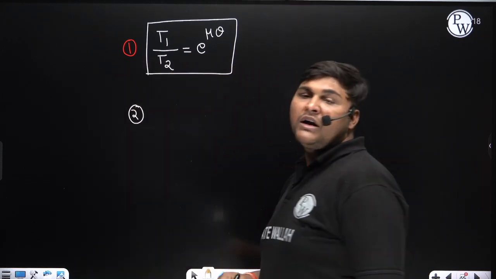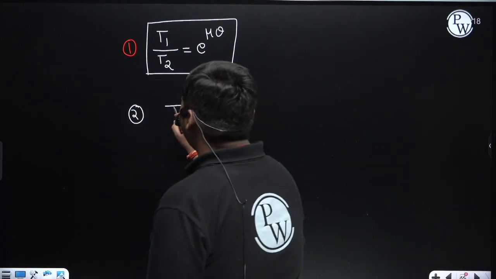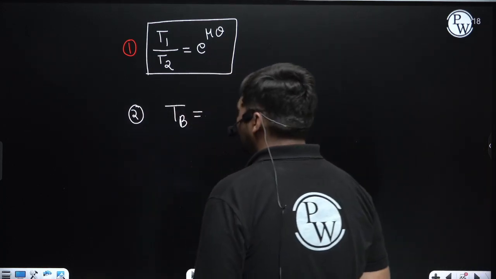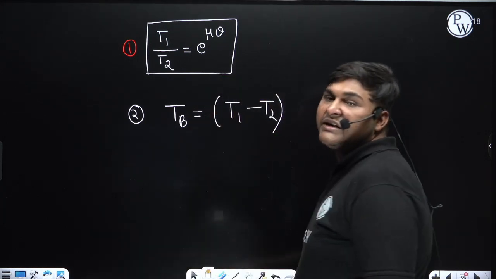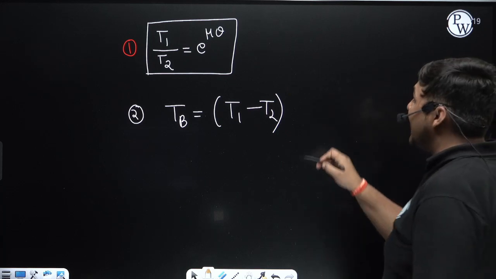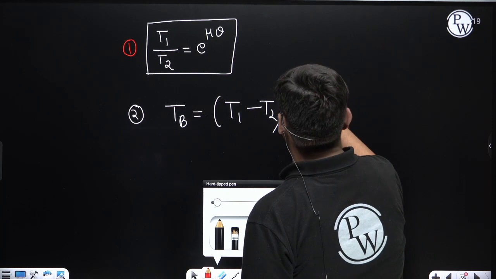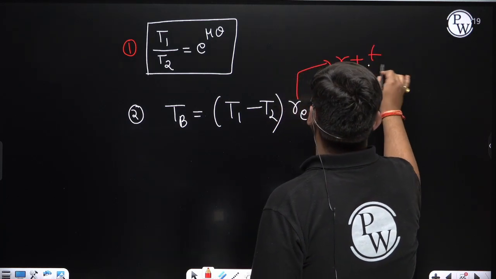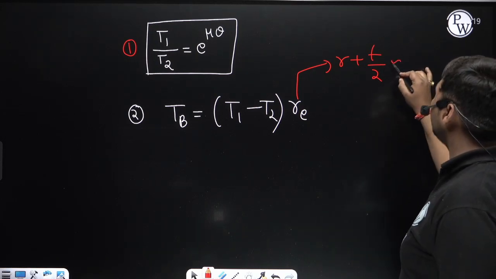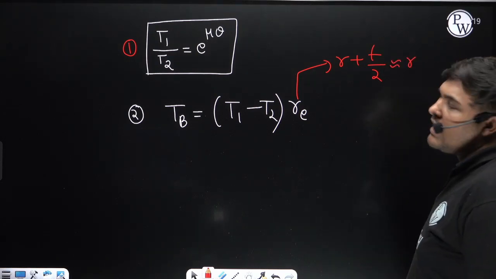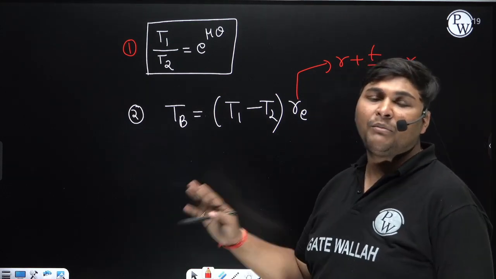Now the second important relation is the relation of braking torque. The formula to calculate the braking torque on this drum is T1 minus T2, the difference between the tight side tension and the slack side tension, into RE, where RE is the effective radius. The expression of RE is R plus T by 2, where R is the radius of the drum and T is the thickness of the band. If the thickness of the band is not given, then RE will be equal to R. These two relations are very, very important, and you have to remember them.